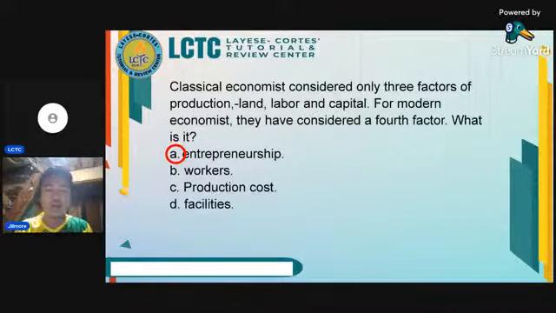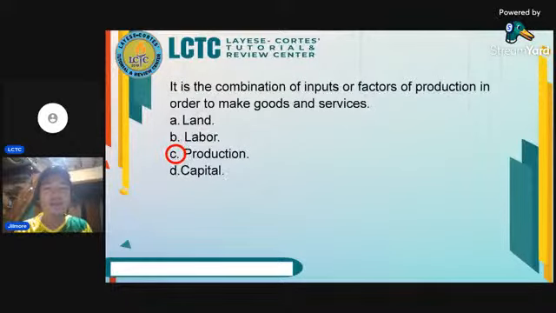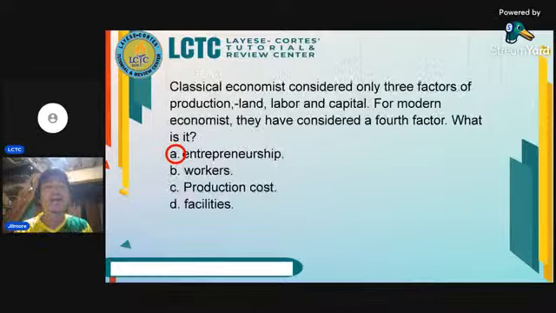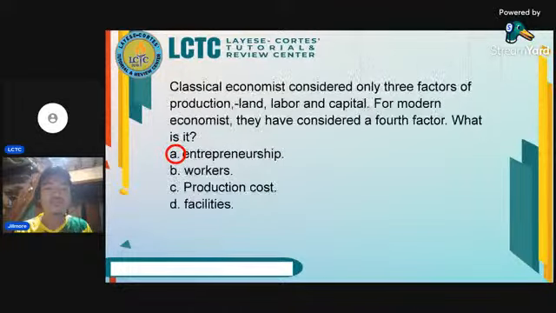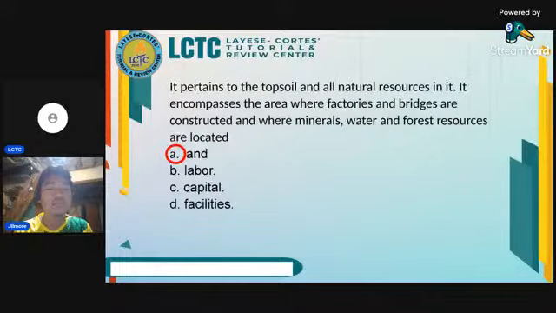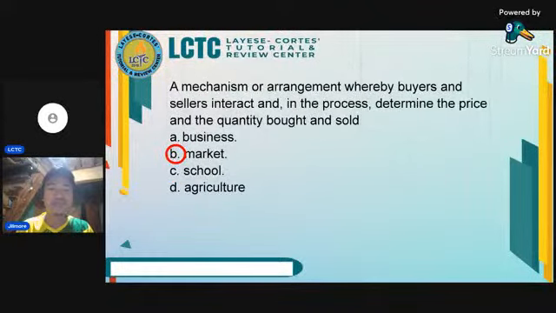Okay. Workers. Labor. Production cost. That's the total amount. Capital. Facilities, capital. Okay. Next.